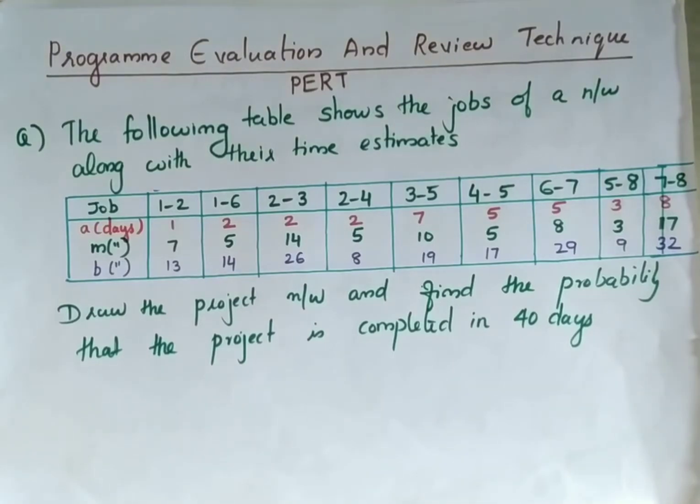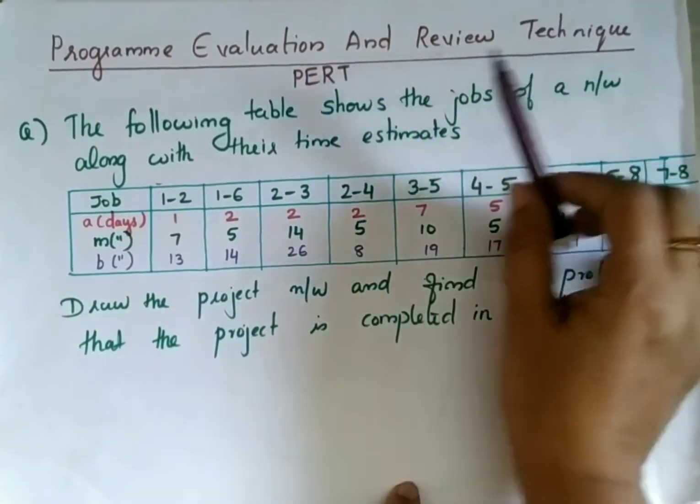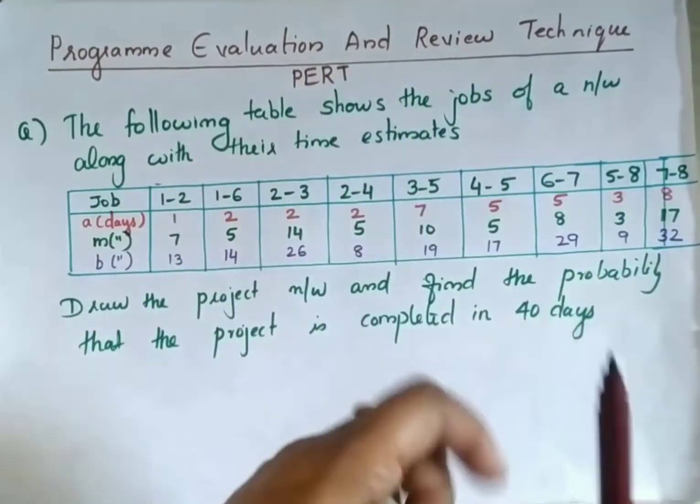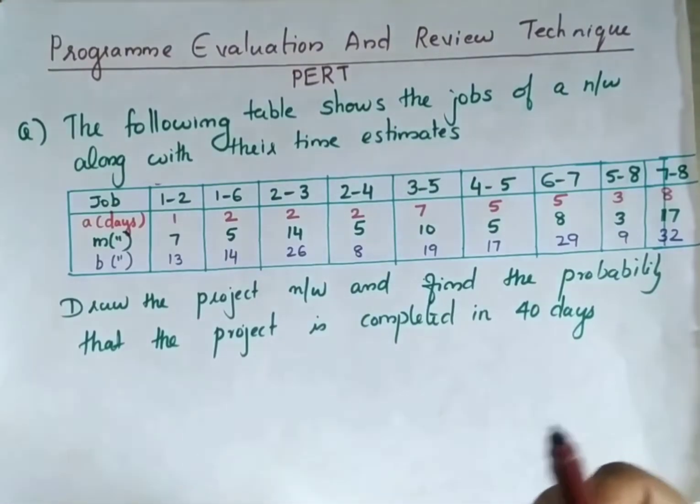Today we will see one of the important topics in operational research. It is program evaluation and review technique. We will call it PERT. Normally in network analysis, there are two main techniques. One is CPM and another one is PERT. CPM is the critical path method. We already saw that one. And now we will go to this next topic. It is program evaluation and review technique.